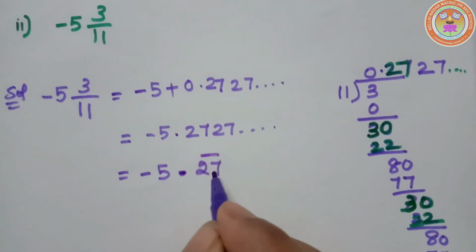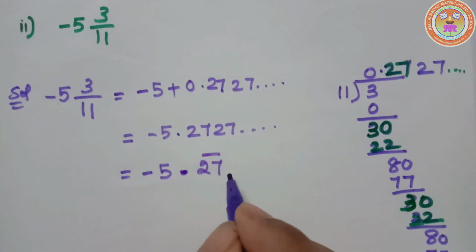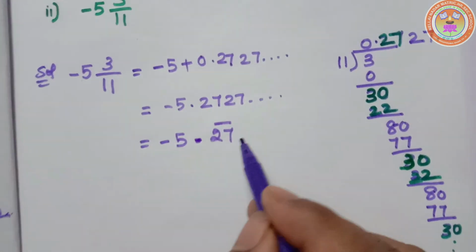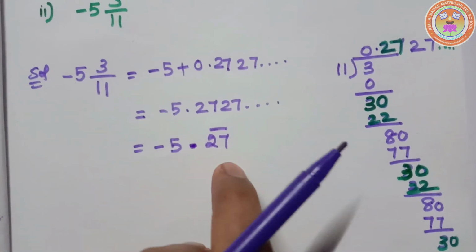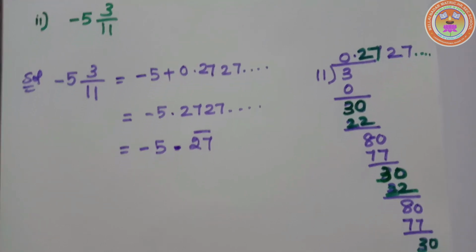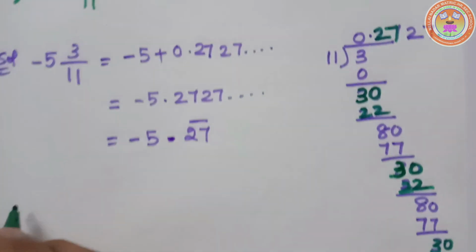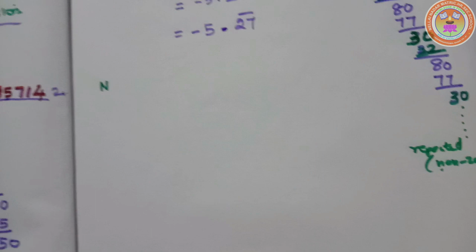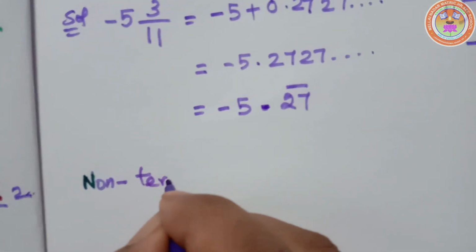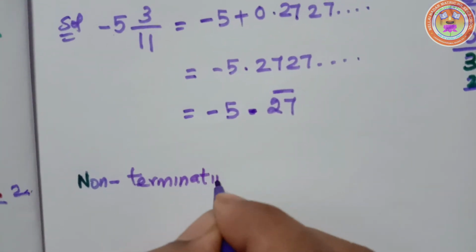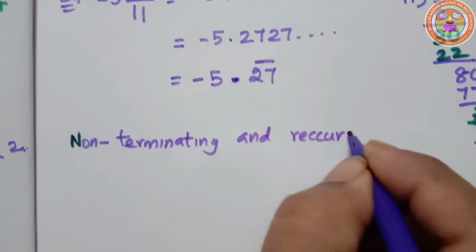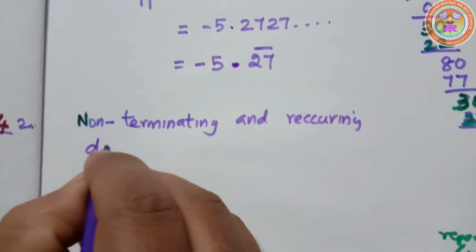That means it includes continuous 272727. Then no need to put dot. If you put bar on this, it is understood that 5.272727. Then you have to state what kind of decimal expansion it is. So it is non-terminating and recurring decimal expansion.